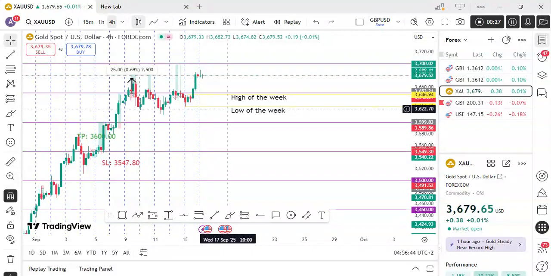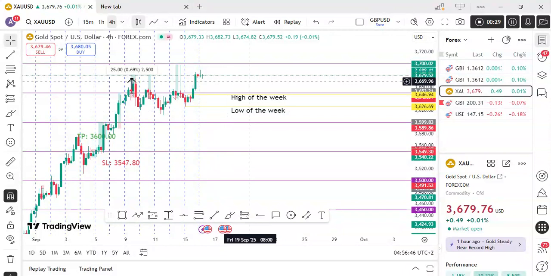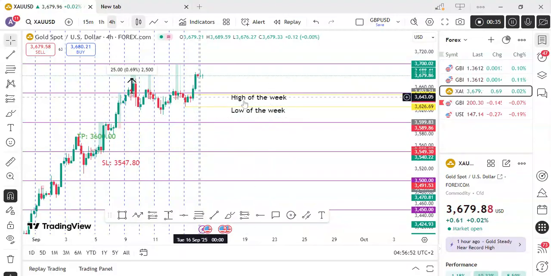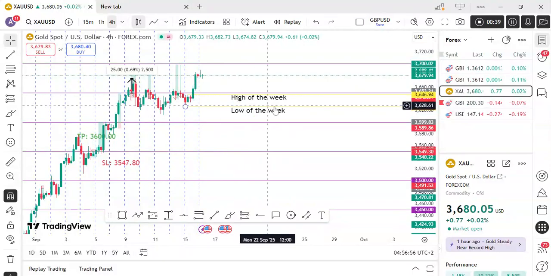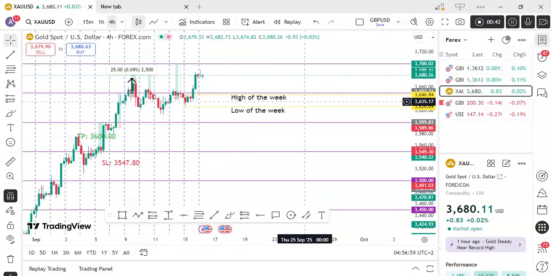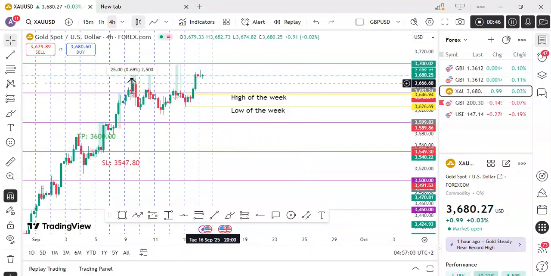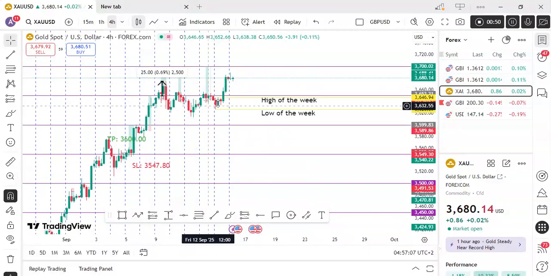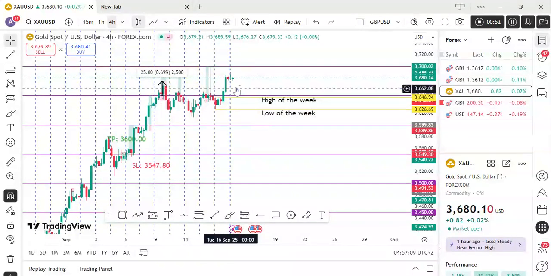So as you can clearly see, I'm on gold on my 4 hour time frame. As you can see, it's been labeled the low of the week, which is the yellow horizontal ray, and then you can see it's also been labeled the high of the week. After marking the high and low of the week yesterday, I see that price has surged and broken above it. So this is my 4 hour time frame.